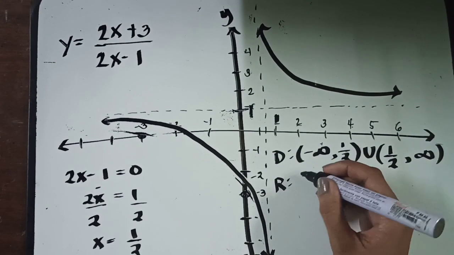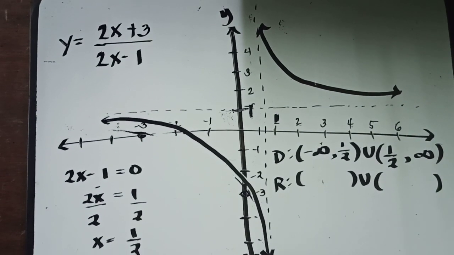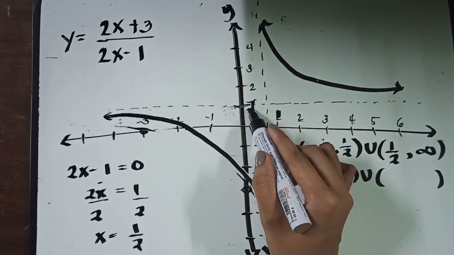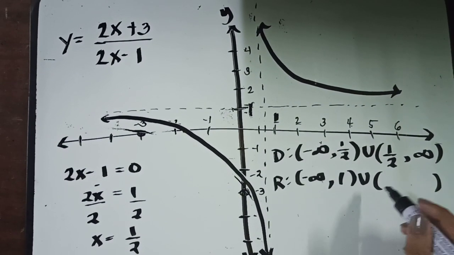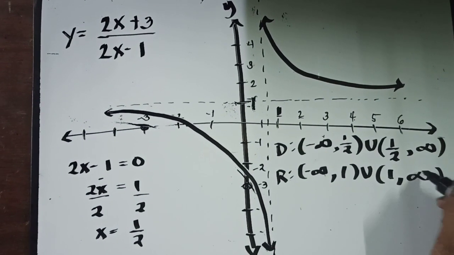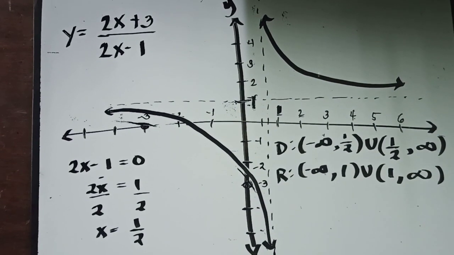Therefore, ayun na yung mismong restriction natin pagdating kay range. So, the value of our range is negative infinity, restriction, which is 1, union, the restriction, which is 1, up to positive infinity. So, that is already the domain and the range of this graph.